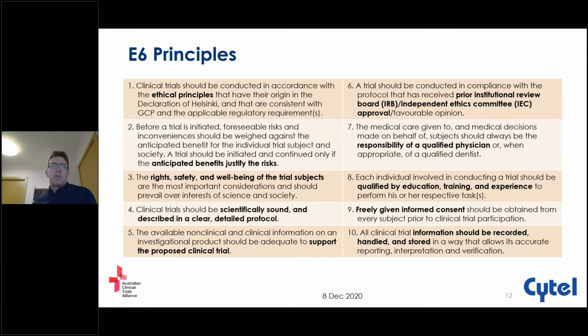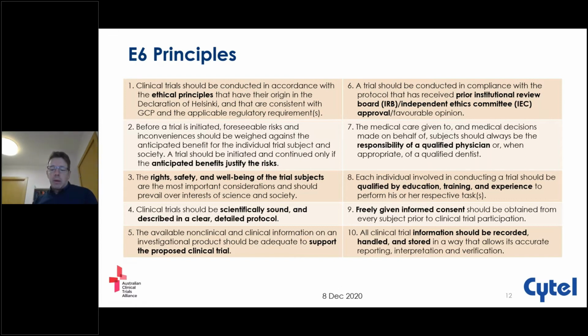And number 8, I'm just going to draw your attention to number 8, because for the first time when E6 came out, it was stated that each individual involved in conducting a trial should be qualified by education, training, and experience to perform his or her respective tasks. And this has been interpreted very widely as being qualified by education and training and experience, and that anyone working on trials should be able to prove their education and training and experience by producing a training record for audit by any of the regulatory authorities. So these are the initial principles of E6, and I'll leave you to read through those at another time.